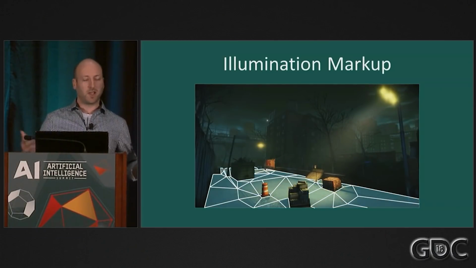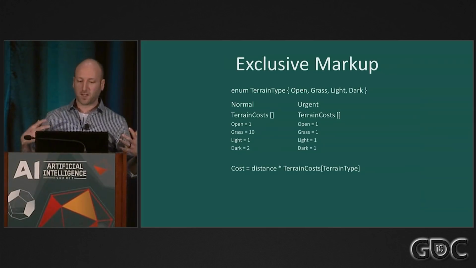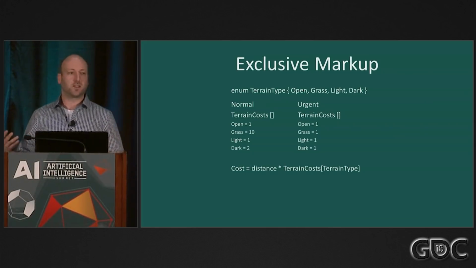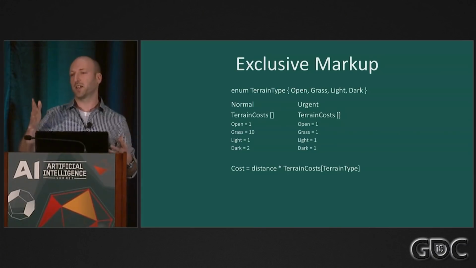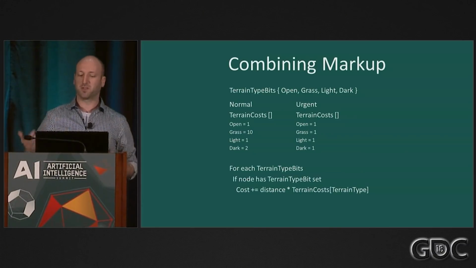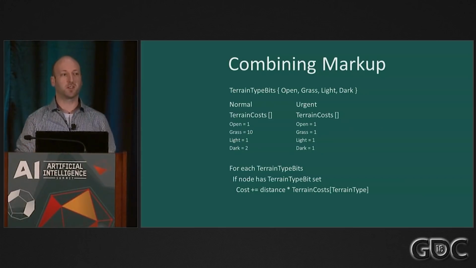And then once you have this information in your representation, it's relatively easy to choose a different cost function depending on what behavior you want to run. If you use an ID to represent your terrain, then you're restricted to only using a single type of consideration at a time. Whereas if you use a bit mask to represent your terrain types, you can then start combining these different weighting factors together.